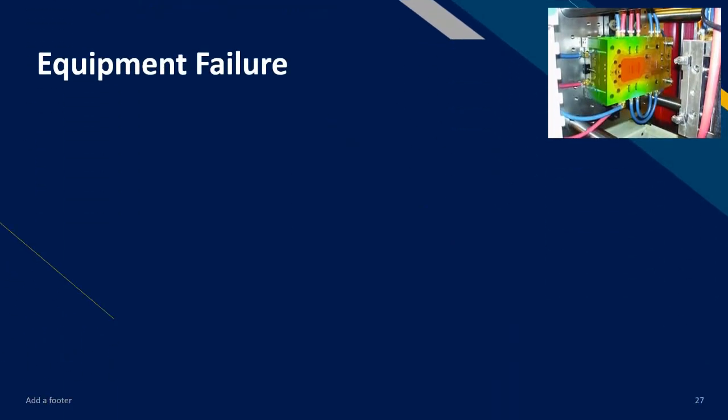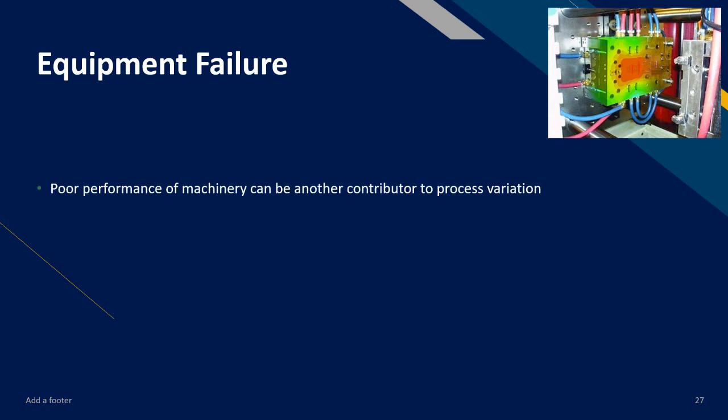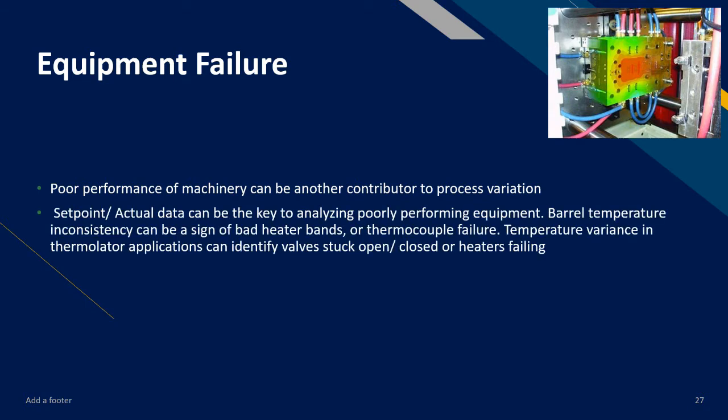Next, we have to take into consideration equipment failure. Poor performance of machinery can be another contributor to process variation. Set point and actual data can be the key to analyzing poorly performing equipment. For instance, barrel temperature inconsistencies might be a sign of bad heater bands or thermocouple failure. Temperature variance in a thermolator application can identify stuck open valves or valves stuck closed or heaters failing.